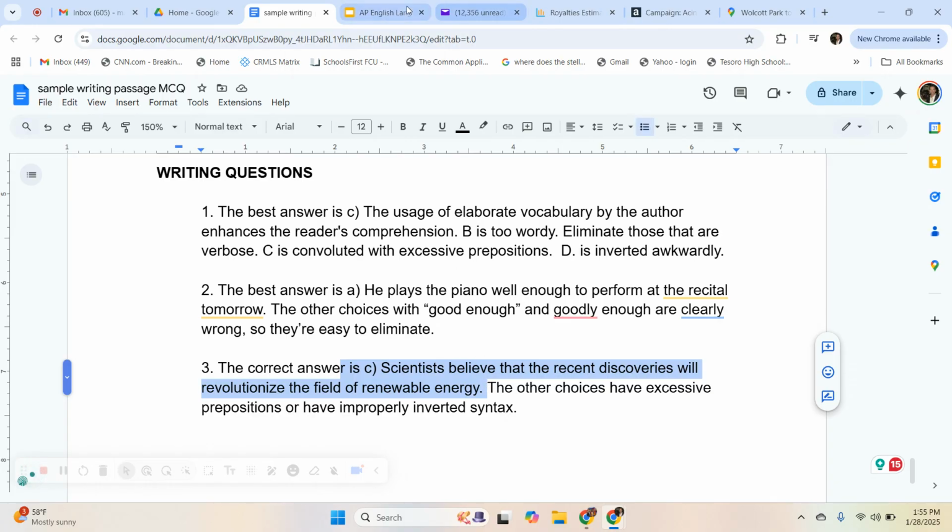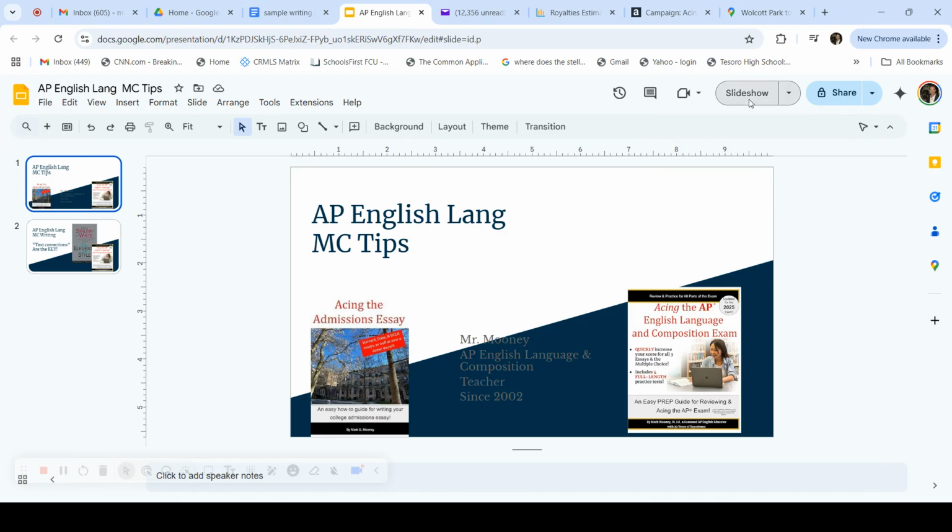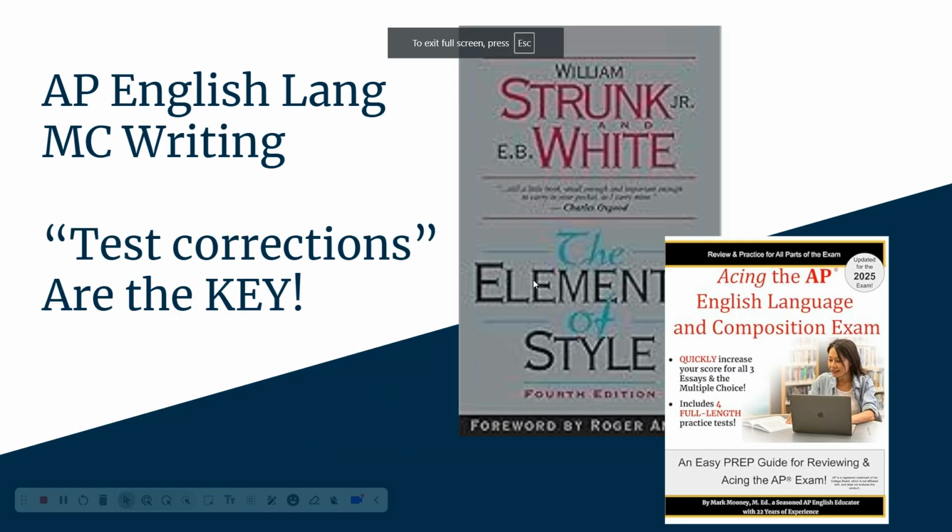So a good book that I like and highly recommend is The Elements of Style by Strunk and White. This one's going to give you a lot of tips for grammar, and I make all my AP Lang students read it, and we take a test and study. And then test corrections are key.